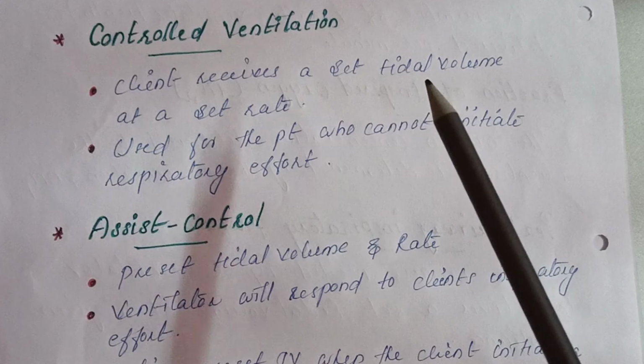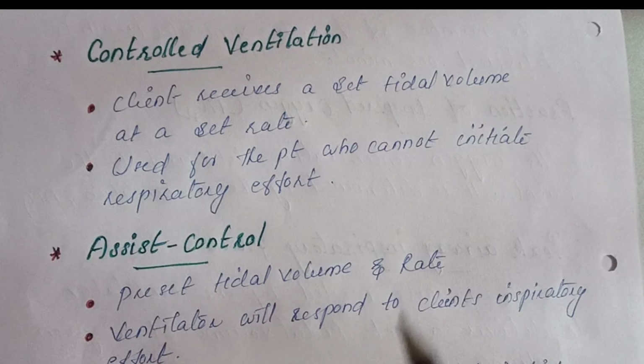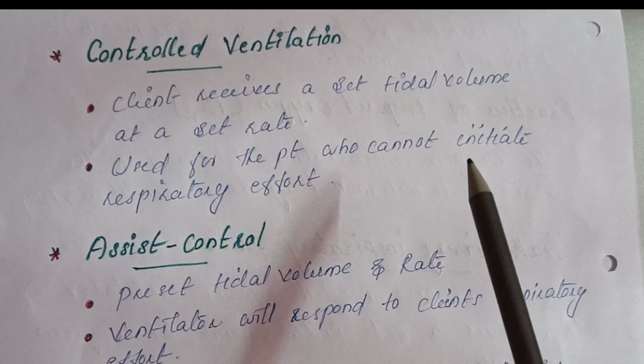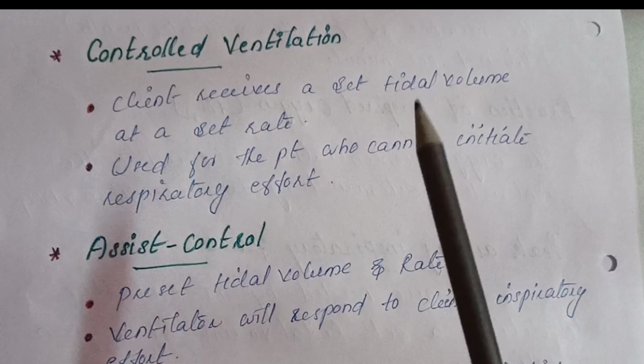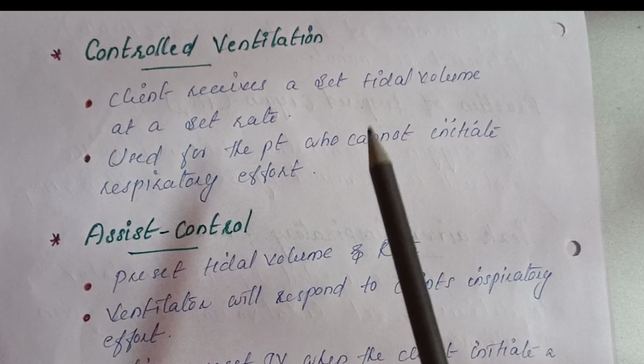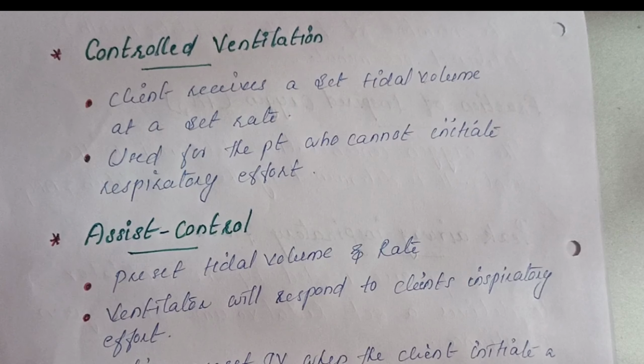So what is the difference between controlled ventilation and assist control? In these two modes, we have preset tidal volume and a set rate. But in controlled ventilation, the patient should not breathe. The respiration is completely controlled by the ventilator. In assist control, if the patient has the inspiratory effort, the ventilator allows him to breathe. The ventilator allows the patient to initiate a breath and it delivers the preset tidal volume. If the patient does not have an inspiratory effort, it will act as controlled ventilation.